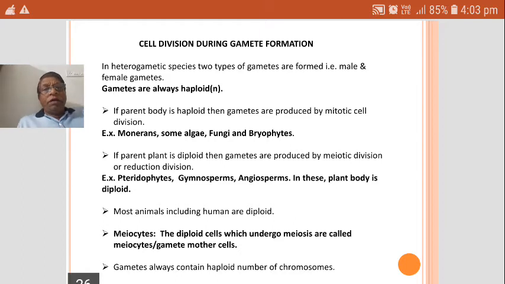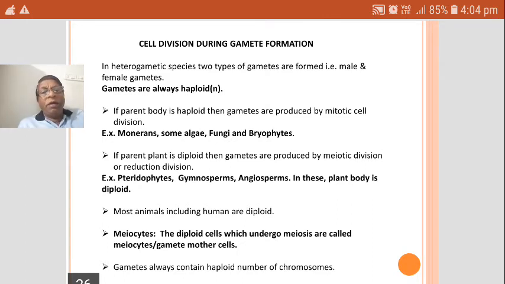Cell division. You know the type of cell division. There are two types of cell division. One is mitotic cell division and another is called meiotic cell division. It's also called reduction division. We shall see which type of cell division takes place during gamete formation. Okay.